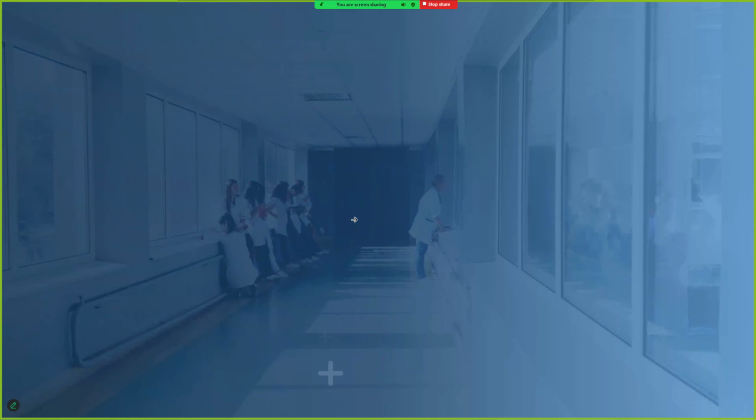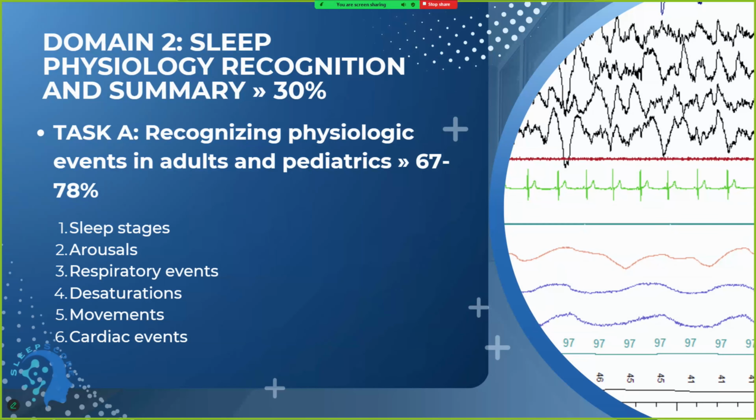Okay, now we will go to domain 2. Remember, the first one was 45%. From domain 2, 30% of the questions will come, and this domain deals with physiology, recognition, and summary. That means task A: recognizing physiologic events in adult and pediatric.